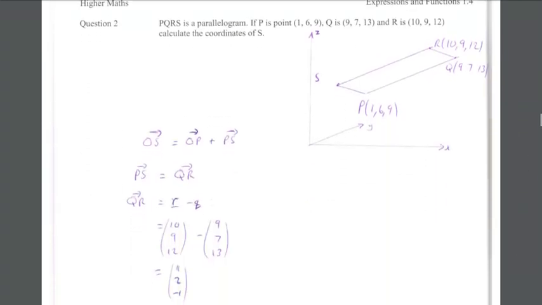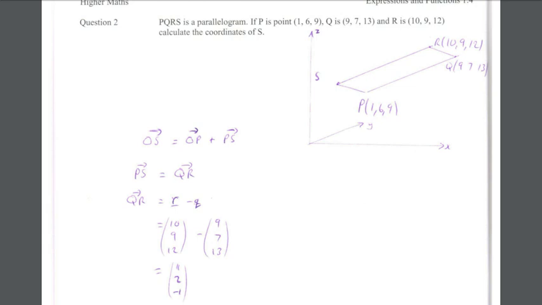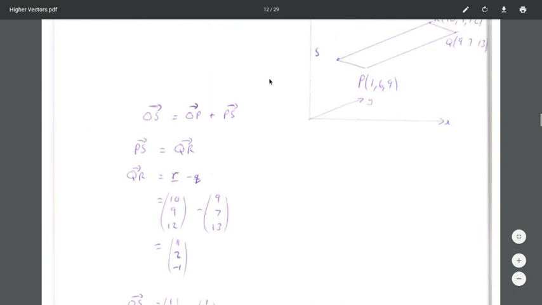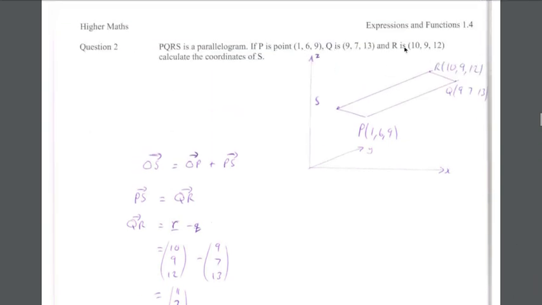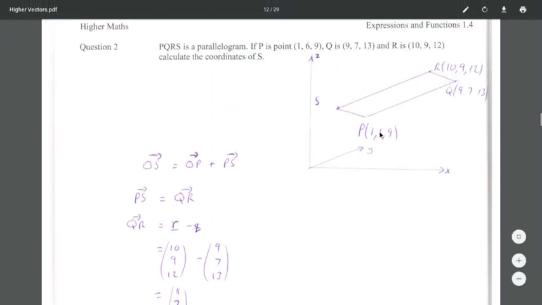Question 2. PQRS is a parallelogram. We're given points P, Q, and R. Calculate the coordinates of point S. Okay, so I've drawn a diagram here. I've drawn a parallelogram PQRS. So I've gone from P to Q to R to S. We've got to go around in that order.